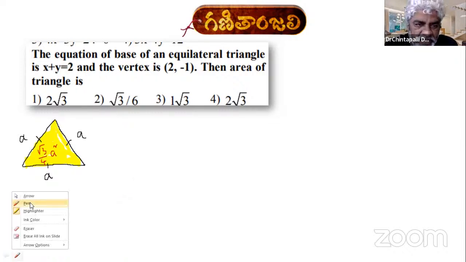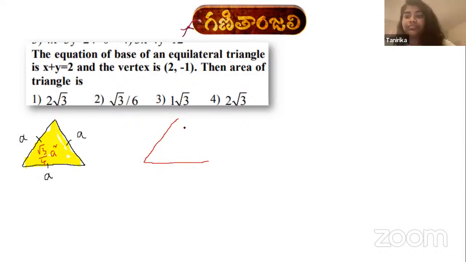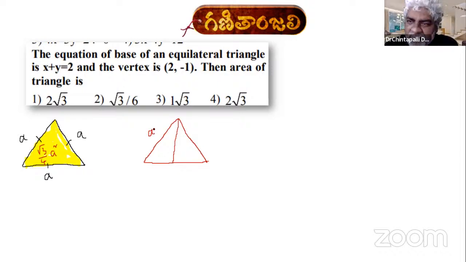Let's think. Do you remember Pythagoras theorem? Side square plus side square is equal to hypotenuse square, right? It is height. Actually, side is a. But it is a by 2. Half of the side is a by 2, right? Now it is h.